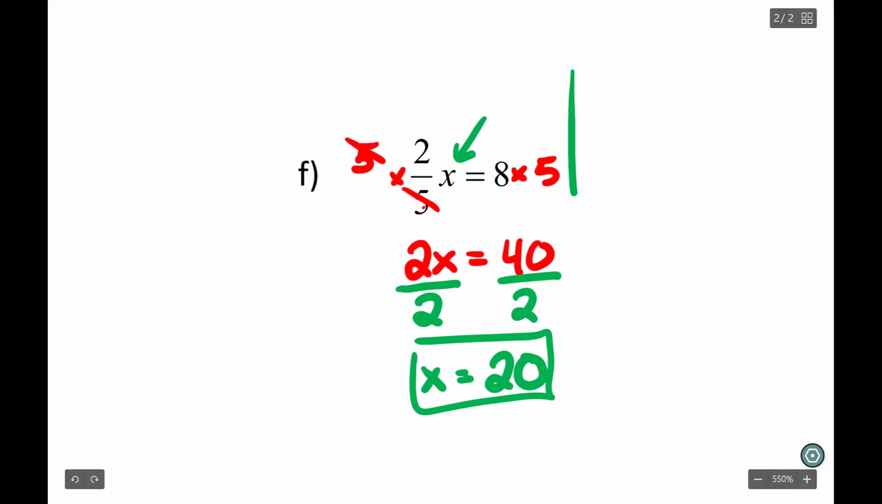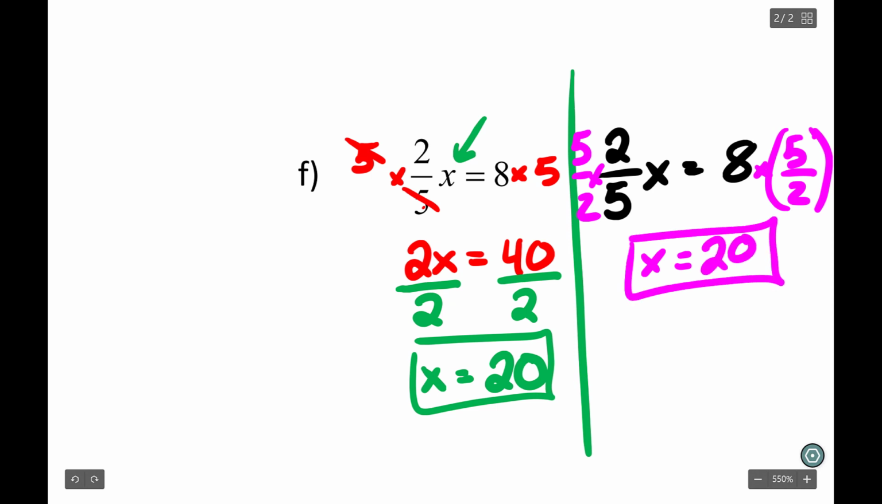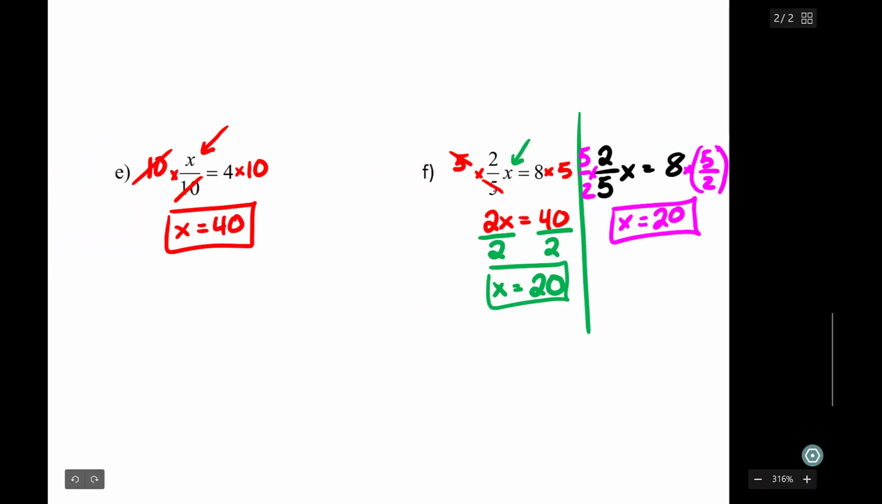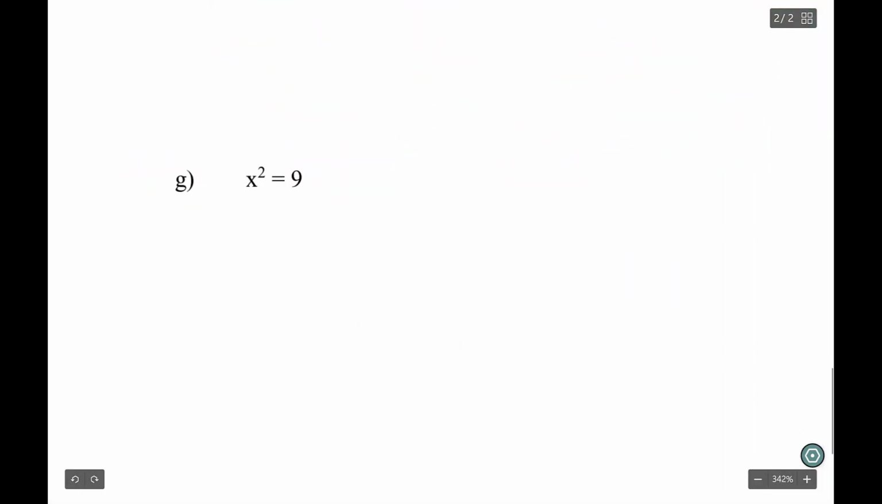If you want to do this as a 1-step question, you could just start with 2/5 x is equal to 8, and I would just multiply it by the inverse of the fraction on both sides. So I could simply go 5 over 2, and this is 5 over 2. We'll keep it like that. And then this would also give us 20.